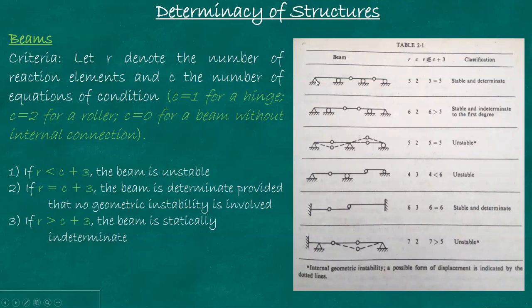Example, kini nga beam. Check nato. There are 5 ka reactions. Duha sa hinge, duha sa isa pa nga hinge, ug roller isa. So, 5 tanan. Tapos ang C, 2, okay. Internal hinge man, so 2. So pag-check sa criteria, whether R is less than, or R is equal, or R is greater than C plus 3. 5 equals 2 plus 3, 5. Stable and determinate.